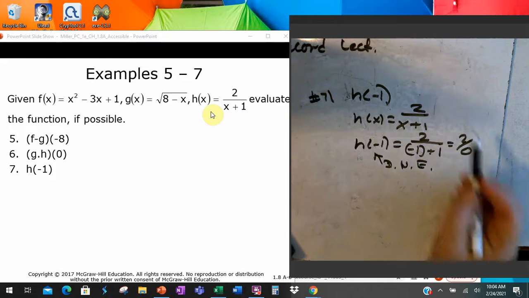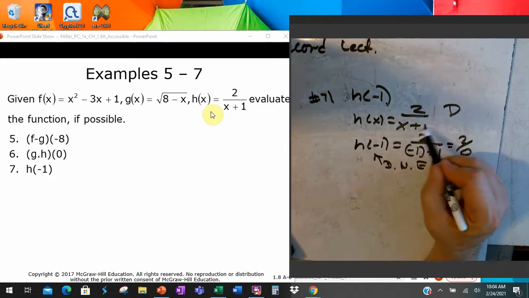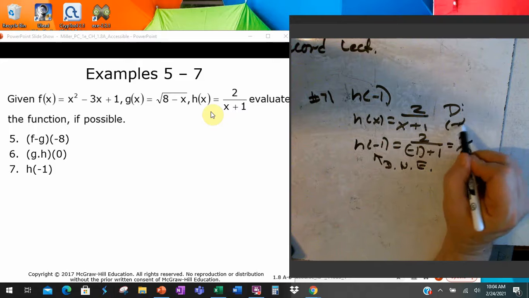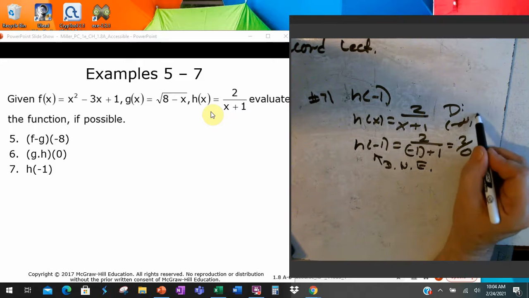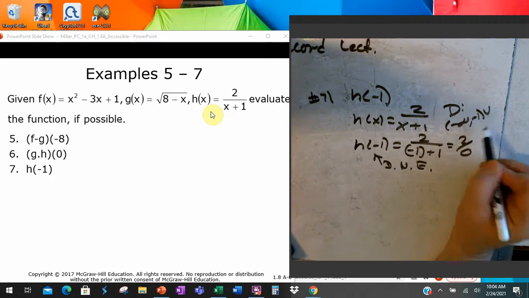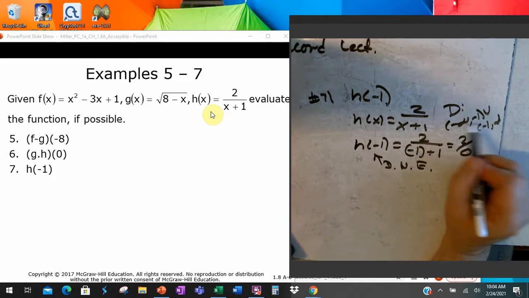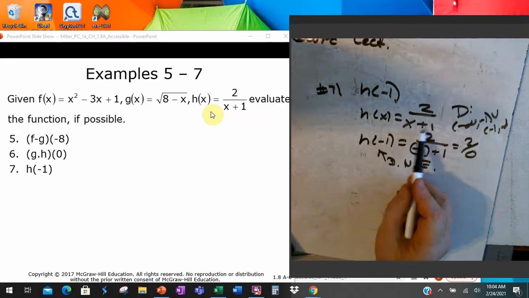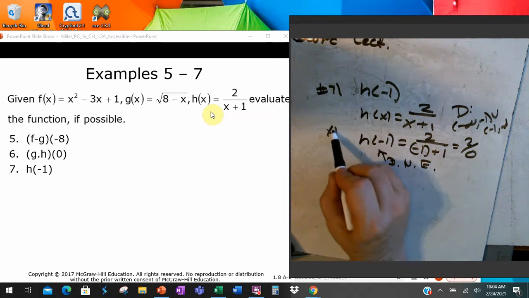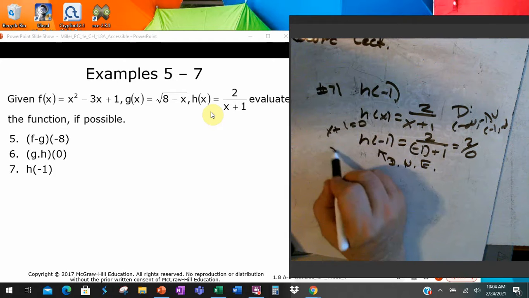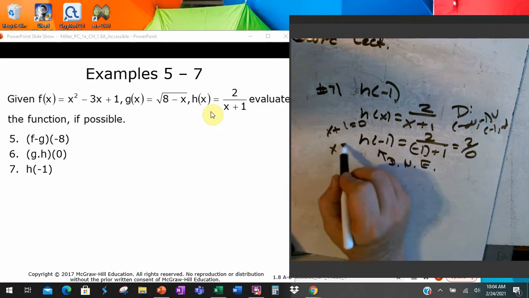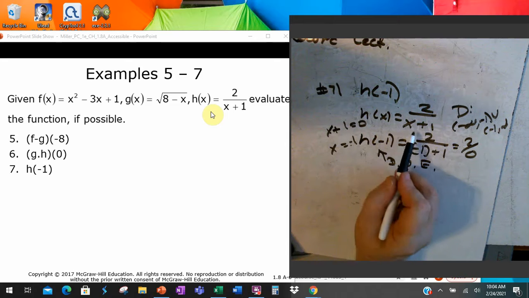If we did the domain, the natural domain would be negative infinity up to negative 1, union negative 1 to infinity, because we had to pull out x plus 1 equal to 0. Negative 1 is the number I have to pull out.